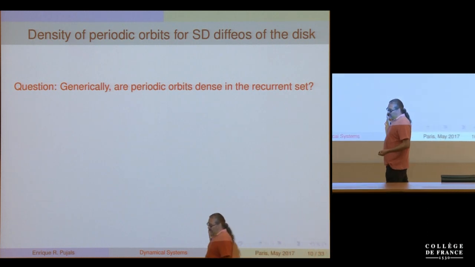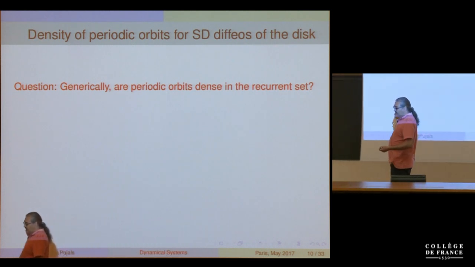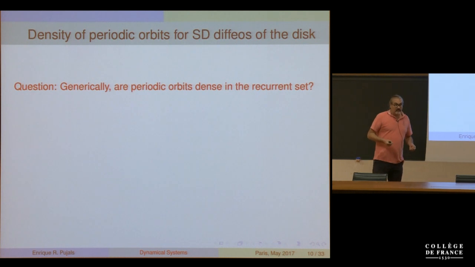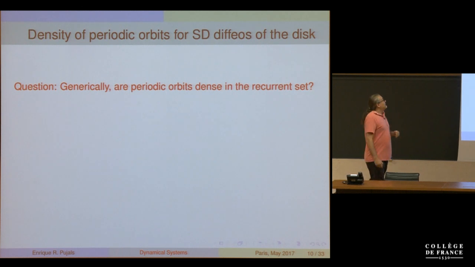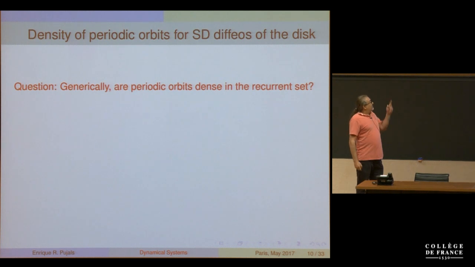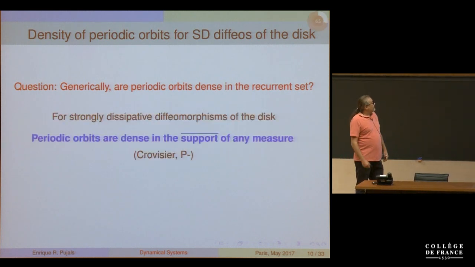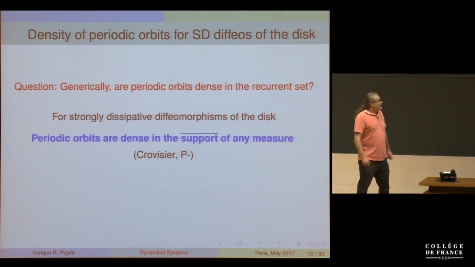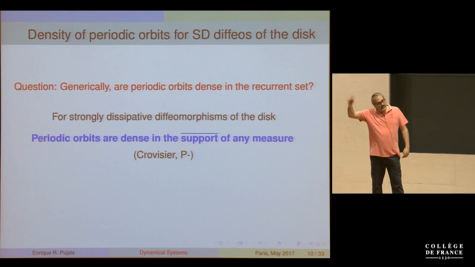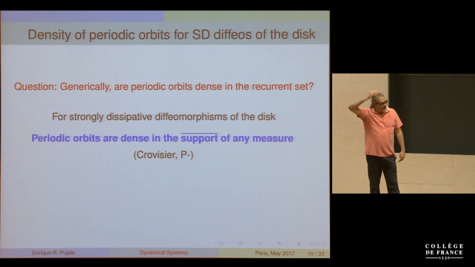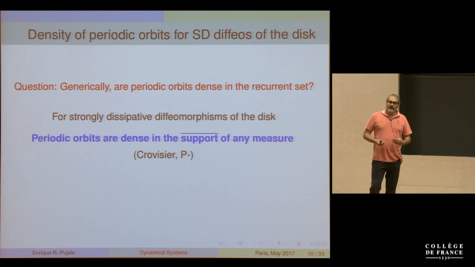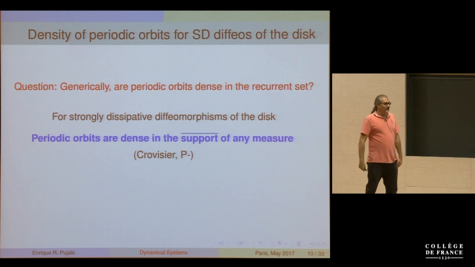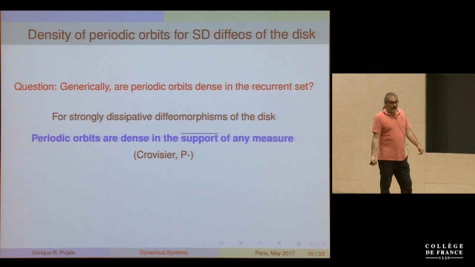There is a result from the 80s by Lai and Yan that basically says that if you have an endomorphism of the interval, periodic points are dense on the recurrent set. And it's not perturbative. For the two-dimensional strong dissipative diffeomorphism of the disk, this is a recent result by Sylvain Crovisier and myself that says that the periodic points are dense on the closure of the support of any measure. You take any measure, you take the closure of the support, and periodic points are dense over there. It comes from the fact that you have this stable manifold separating the disk and some kind of topological observation that forces you to have a lot of periodic points.